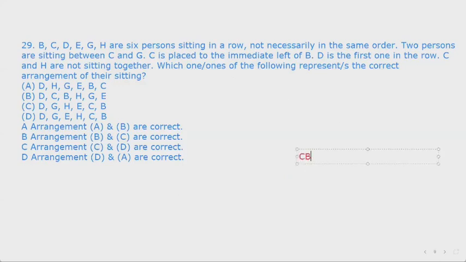So C and B. Okay. C is placed immediately to the left of B. And again, in this question, I am assuming that all are looking towards north.